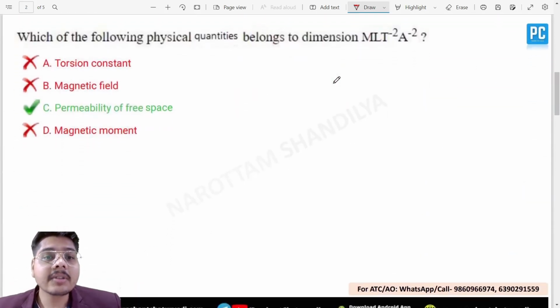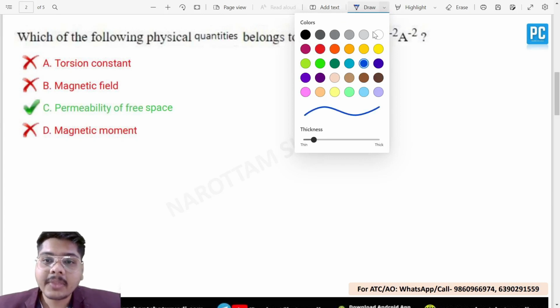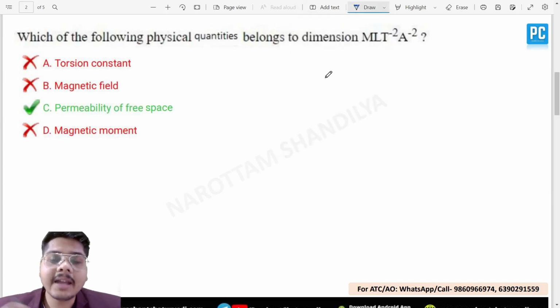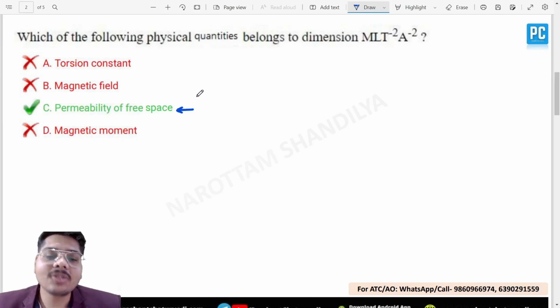Now further, which of the following quantities belongs to the dimension M L T^2 A^-2? As of now, I know the answer is permeability, but my agenda is not only to solve for the correct option. I will be telling you about all the other options also. Torsional constant: it is related to shear. For shear stress, you might know tau is equal to K into theta.